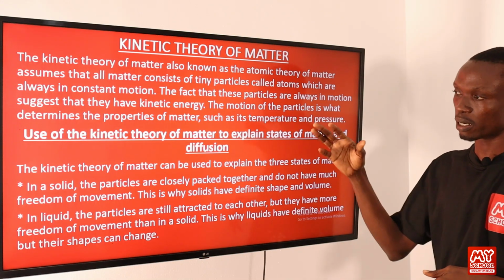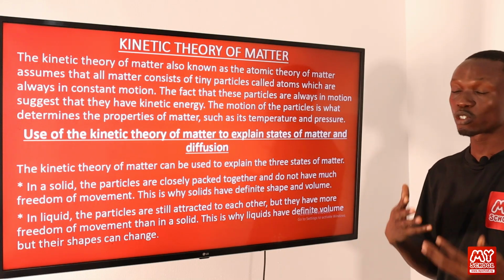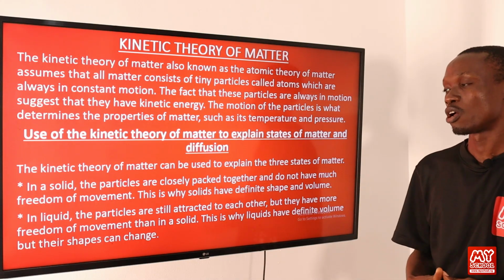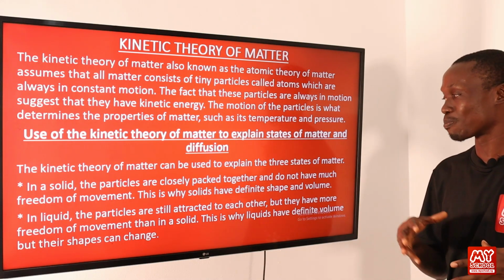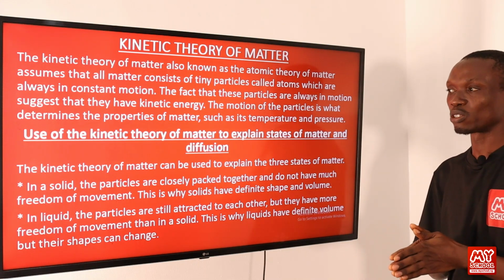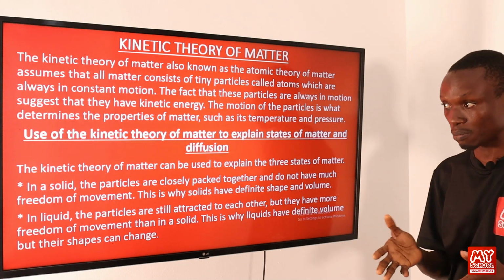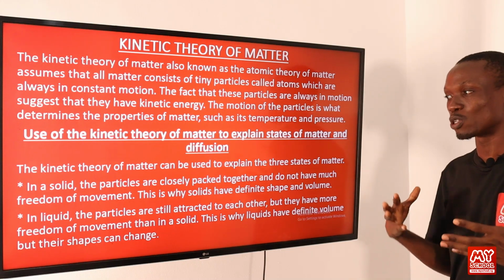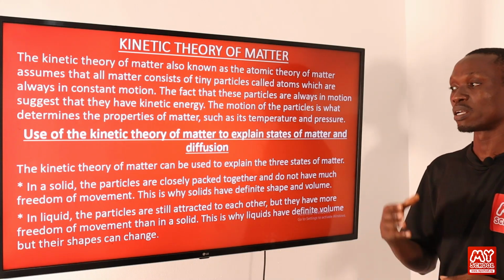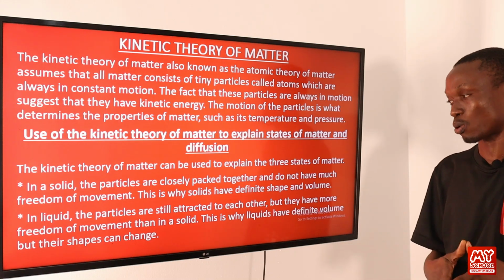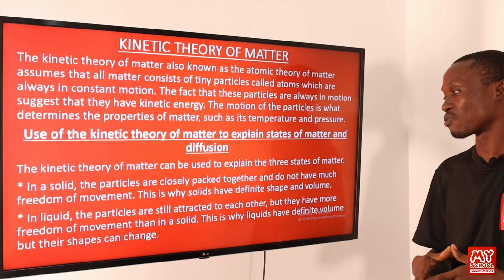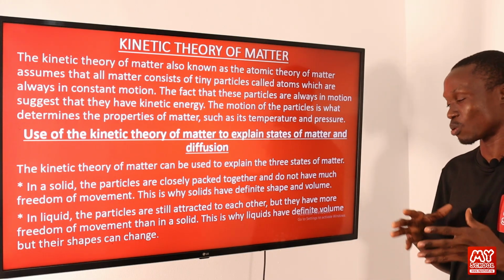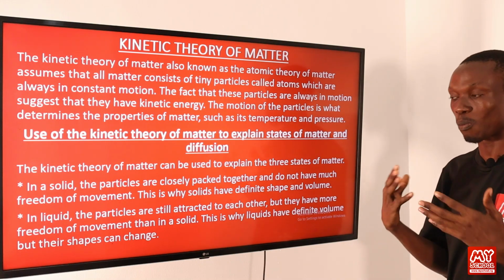In the next subheading, we are going to be using the kinetic theory of matter to explain the states of matter and also diffusion. The kinetic theory of matter can be used to explain the 3 states of matter. Just like we have said earlier about solids, it's still the same thing. In a solid, the particles are closely packed together and they do not have much freedom of movement. Like I said earlier on, they can only vibrate about their mean position. This is the reason why solids have definite shape and volume, because the particles of solids are packed together and do not have much freedom of movement.